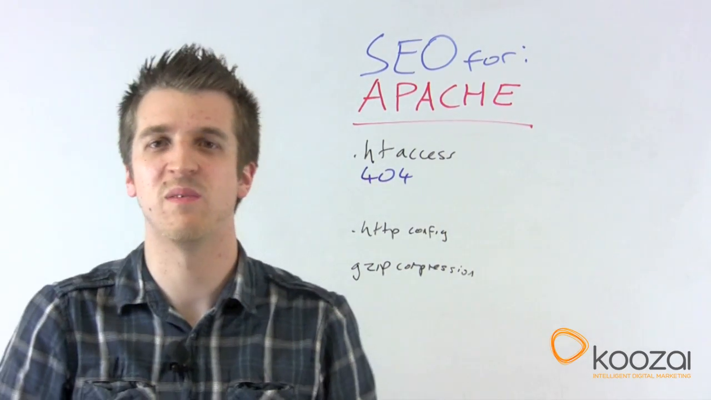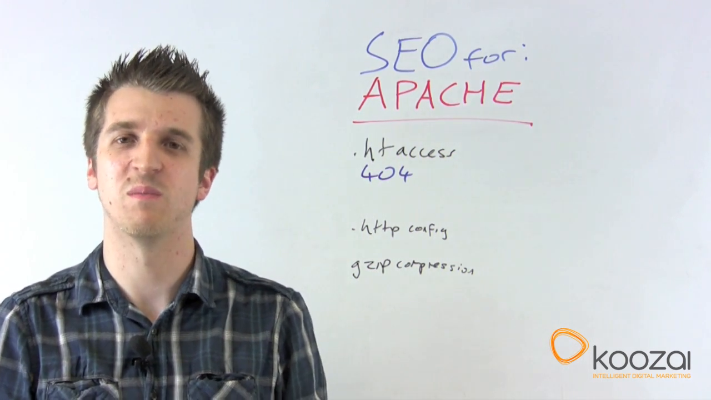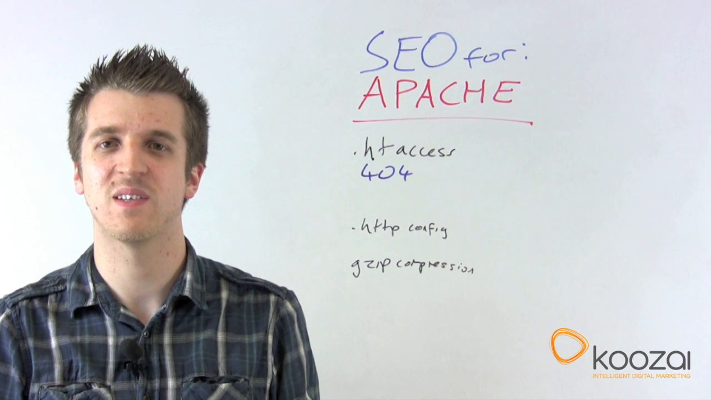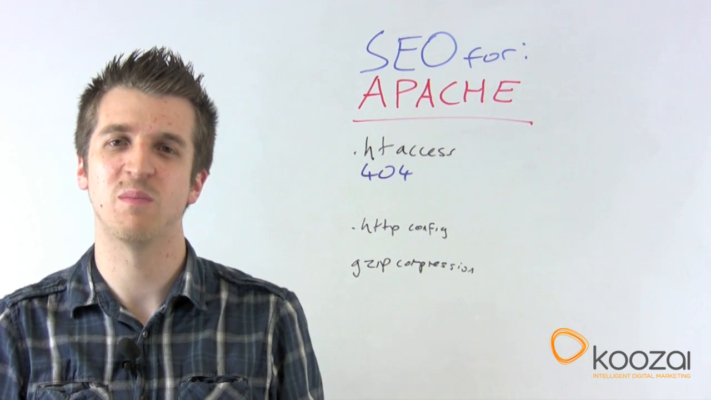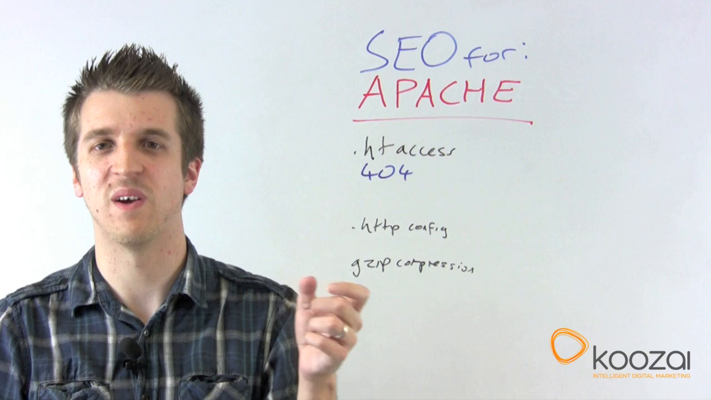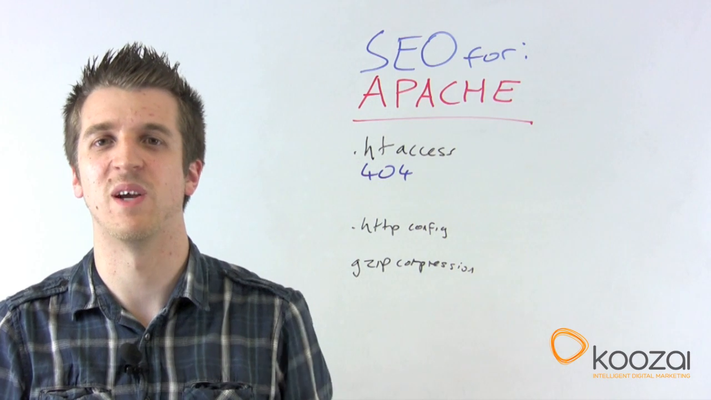Then you got your 301 redirects. So ideally we don't want people to see a 404 page, we want them to be redirected to the right content. So you can build 301 redirects into Apache. It's really simple. You just write 301 redirect and then you put the old URL without the domain name, and then after that you write the new URL with the domain name.